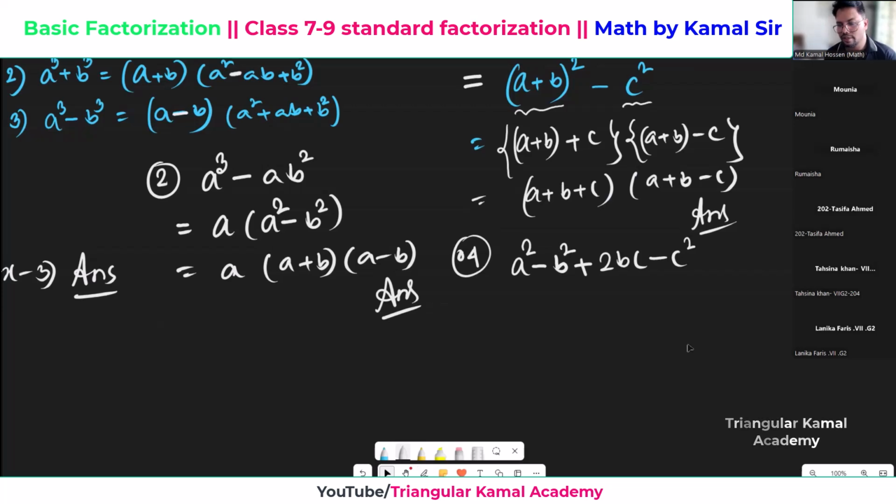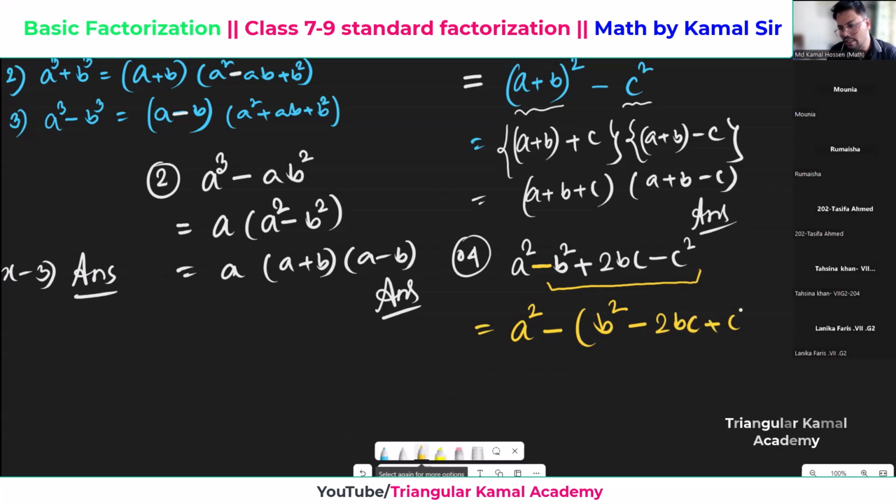So first the formula: a square minus... the last three terms or the first three terms? First three terms. Okay, last three terms: a square minus (b minus c) whole square. Okay, last three terms, but there is a minus before b square, so we have to take minus common. So if we take minus common, what will be the remaining terms? b square minus twice bc, and plus c square.